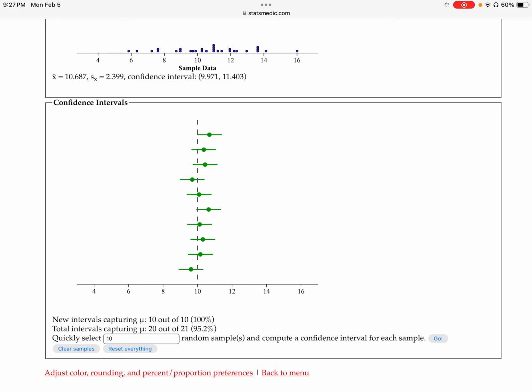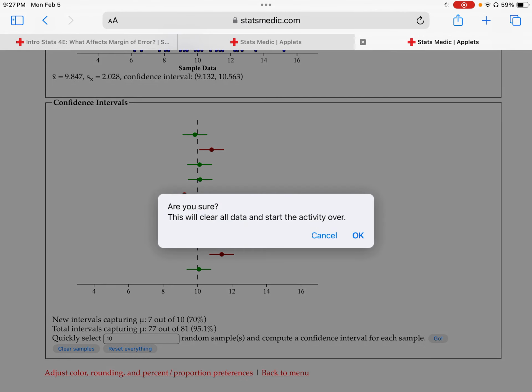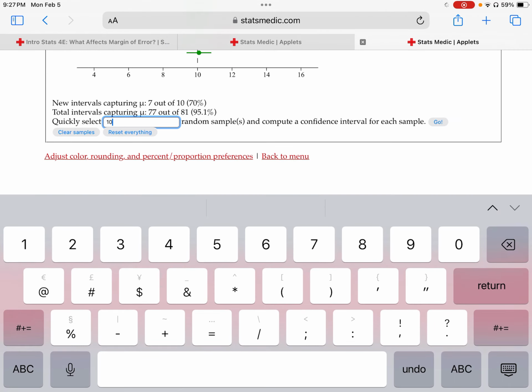If I hit go again, it does 10 new ones. All 10 of them are green. They all caught it. You can see the running total right underneath that where it says 20 out of the 21 have captured it so far. You can just do 10 at a time if you want. 10 more green ones. Ooh, 10 more green ones. If you get bored doing this, well, a lot of green ones. Oh, wait, there's 3 red ones.